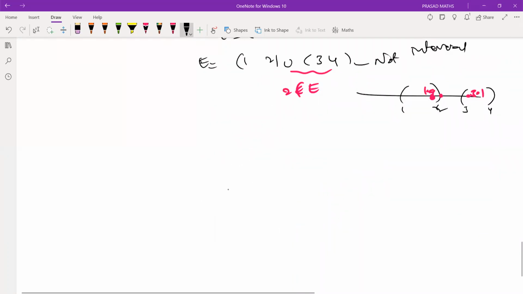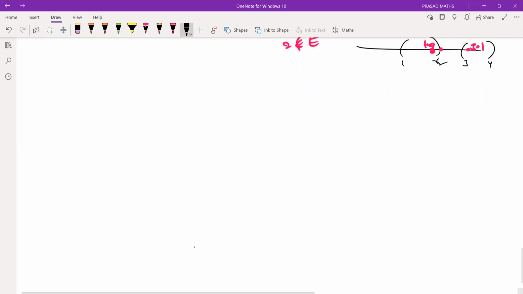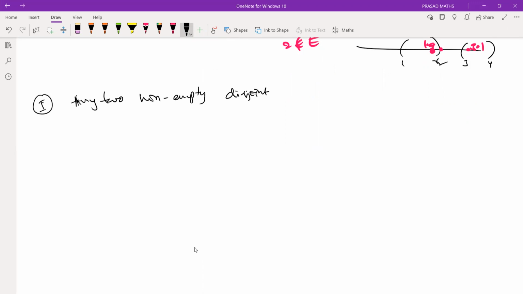So that's our definition of connected with respect to the usual metric. Next, a very important property, property number 1: any two non-empty disjoint closed sets in a metric space are separated. This is a very important property in real analysis. So any two non-empty disjoint closed sets must be separated sets.